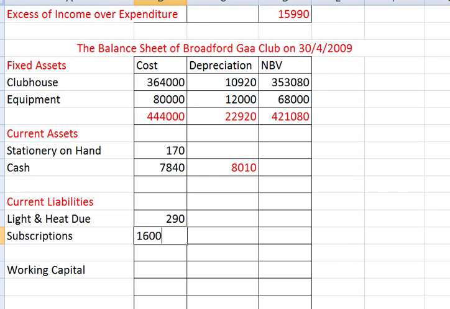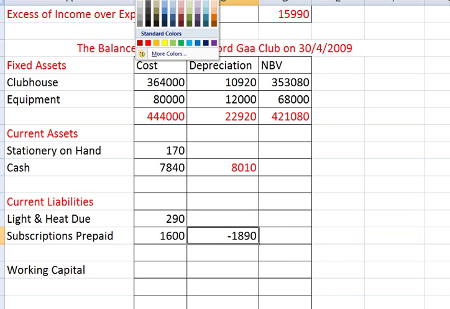Now this is often a confusing one. How does a gain prepaid become a current liability? In a sense, what you're saying is 1,600 euros of the subscriptions paid do not belong in this financial year. They belong in the next financial year. The club owes them to the next financial year. So that's why they're a liability. And the total for those was 1890. I'm going to mark those in red.